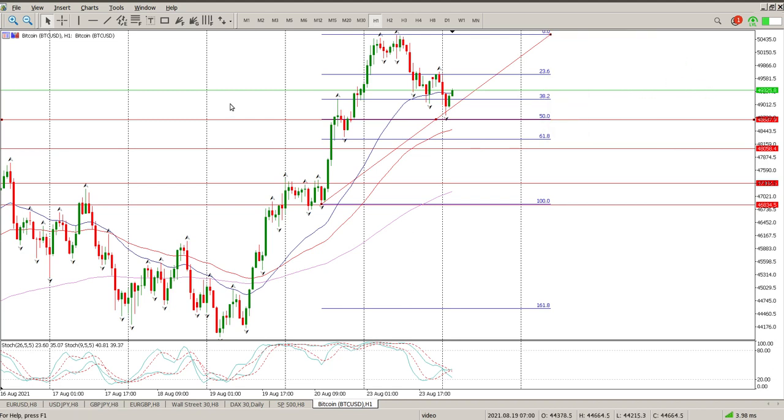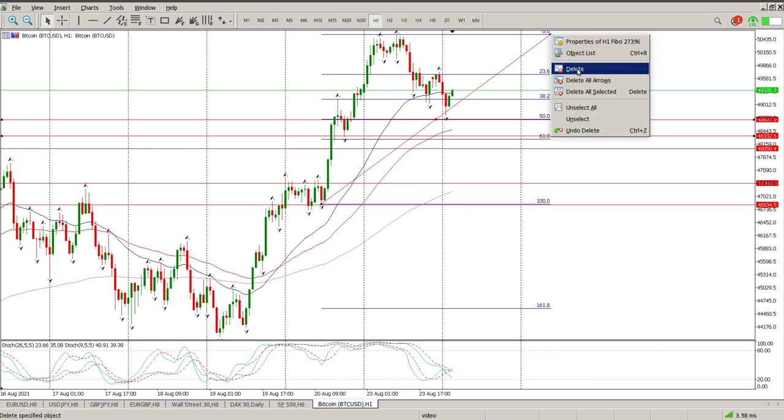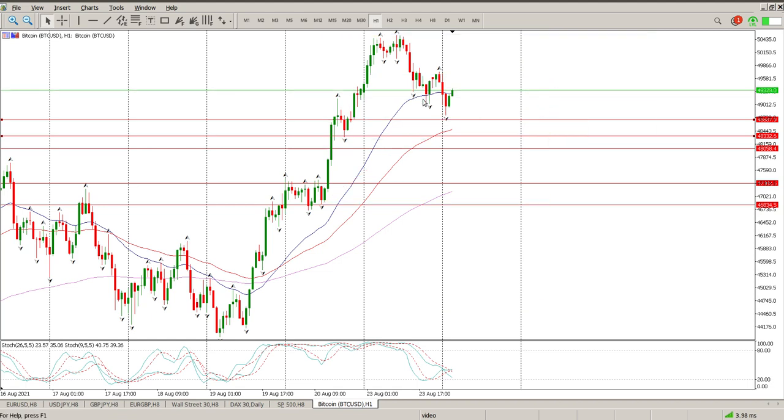61.8, which also lines up with a level right there. So there's a 61.8 Fibonacci and the 50% Fibonacci. Delete that. So the reason why I'm looking at that at the moment is, quite frankly, it looks like we have a bit of a flag forming here.